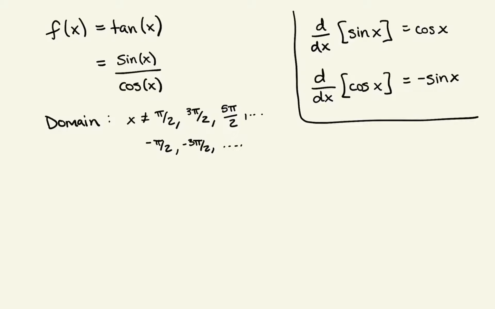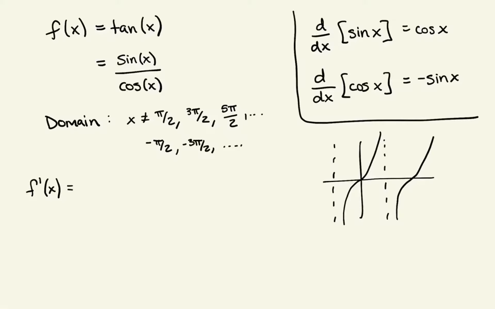And if you think about graphing it, tan x tends to have these vertical asymptotes at those places where the denominator becomes 0, where it's not defined. Okay, so it kind of looks like that, and then it repeats. All right, so we'll use the quotient rule then, and what we know about the derivatives of sine and cosine to discover the derivative of tangent.